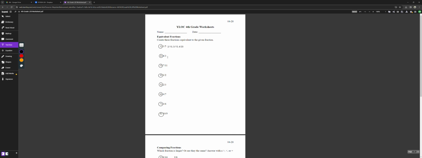For number 2, you have 4/3, and if you multiply by 2, you would get 8/6. And then if you multiply each by 3, you get 12/9. And if you multiply each again by 4, you get 16/12.